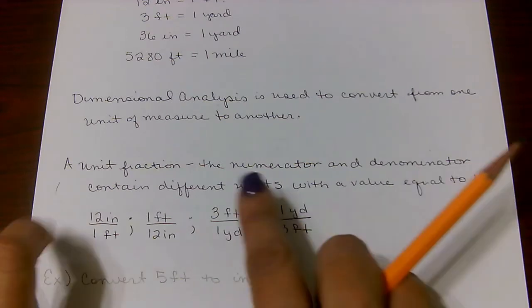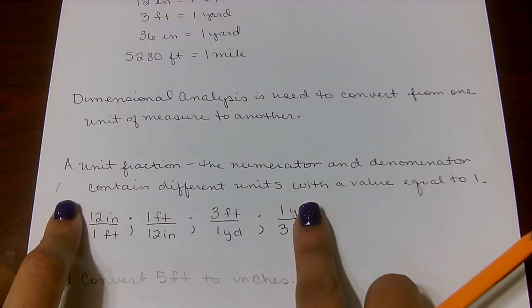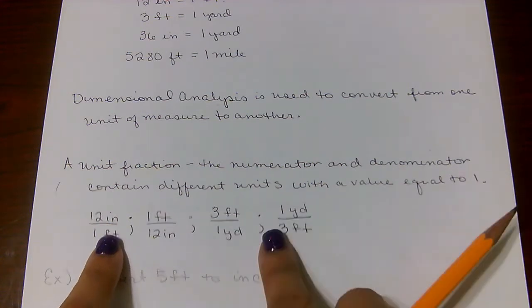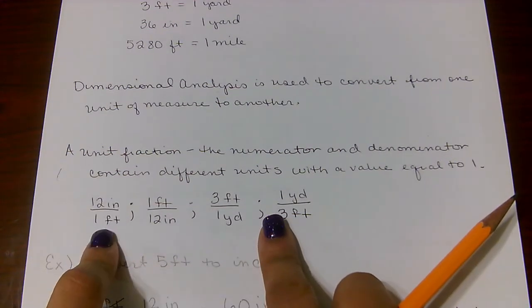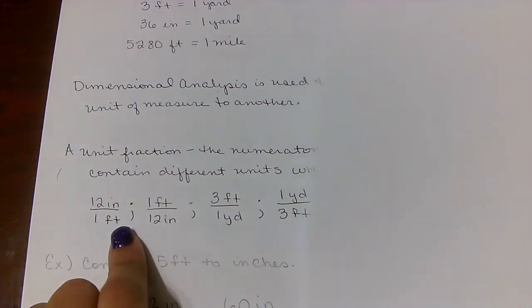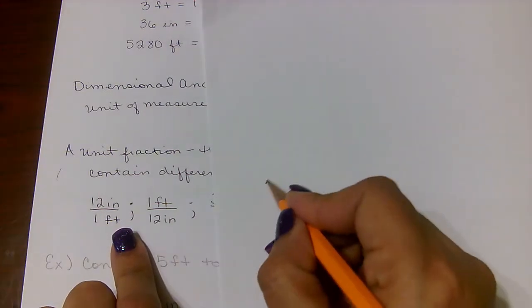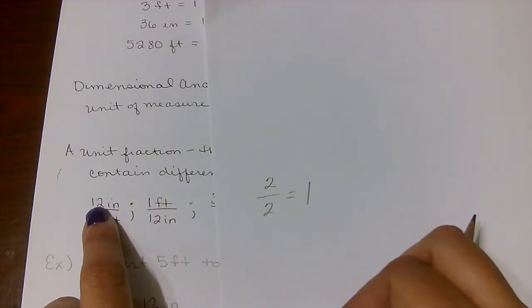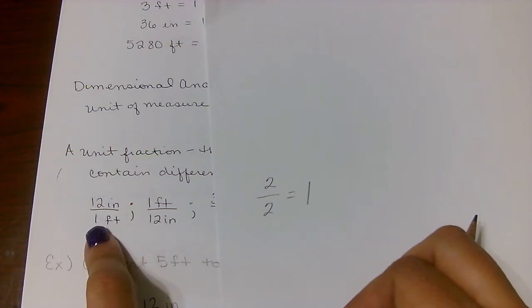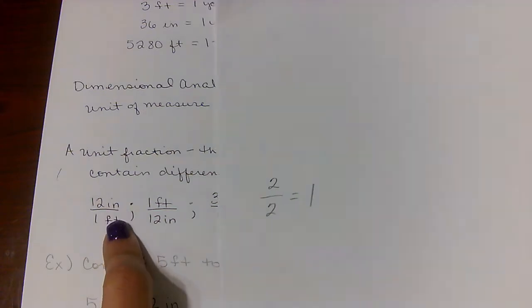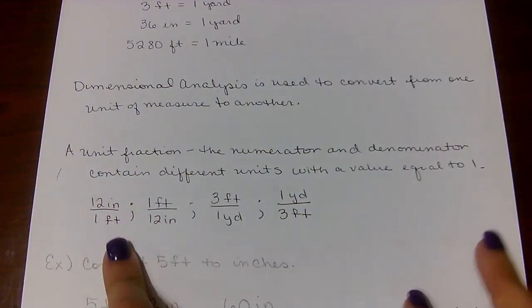A unit fraction has a numerator and a denominator with different units, but the value is equal to 1. So basically, this value is the same thing as saying 1, because we have the units attached. Just like we would say 2 over 2 is equal to 1, we can say that 12 inches is equal to 1 foot. So 12 inches over 1 foot is the same thing as equaling 1. We have to take into consideration those particular units.